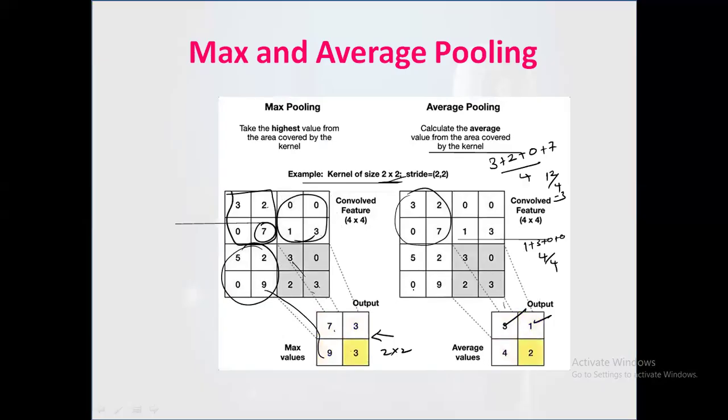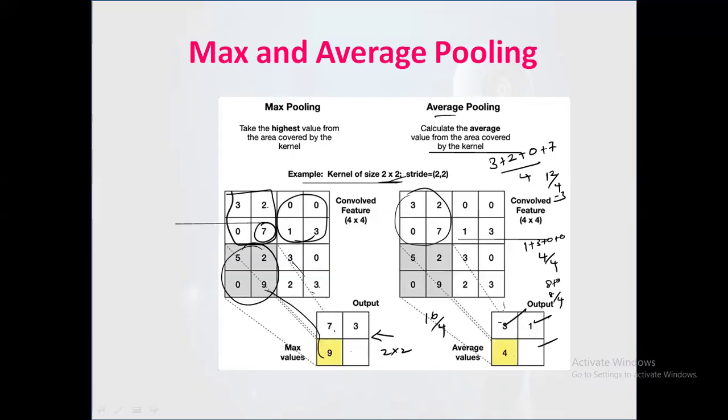And 5 to 9, 0, 9, 7 plus 9, 16. So 16 divided by 4 is equal to 4. And here 3 plus 3, 6 plus 2, 8, 8 plus 0. So 8 plus 0 is 8 divided by 4. Here 2. So in this way, we are finding out the average pooling.